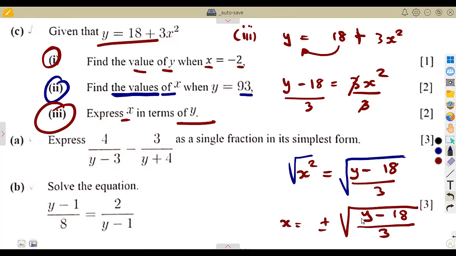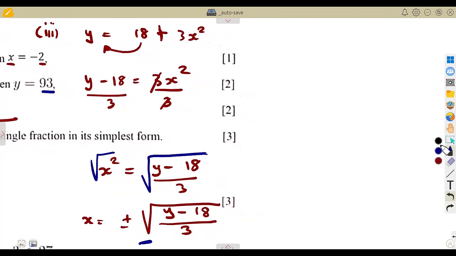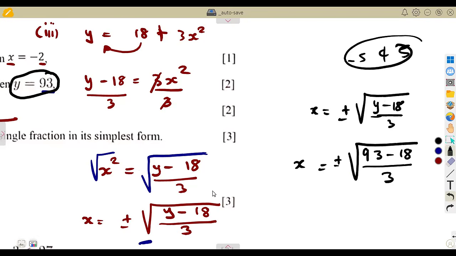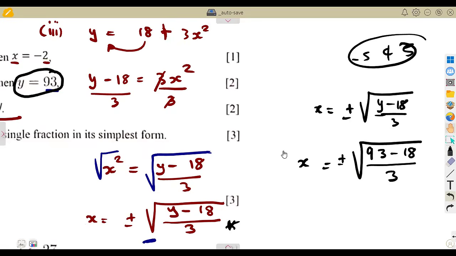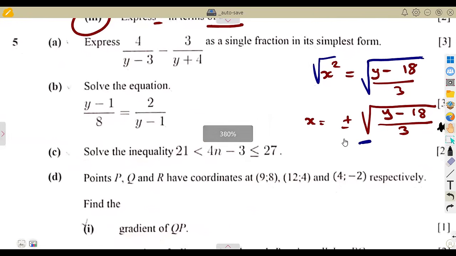So if this formula is true, we can also prove that x is equal to plus or minus the square root of (y minus 18) over 3. You can also find exactly the values of x that you obtained when y is 93. We can just substitute in place of y: plus or minus the square root of (93 minus 18) over 3. You are still going to obtain those values that you obtained, plus or minus 5. This is to show you that this formula is true for all values of x. For all values of x, it is true.